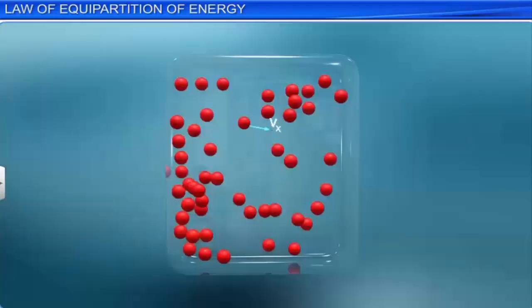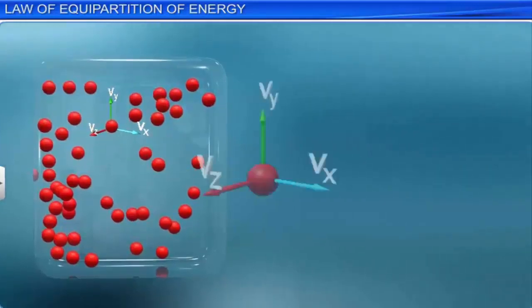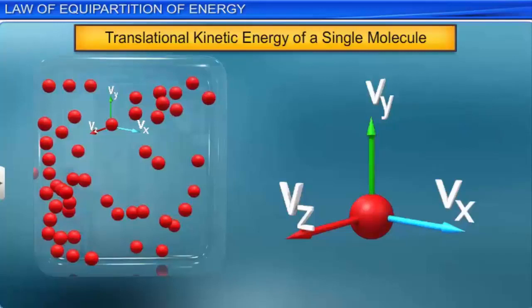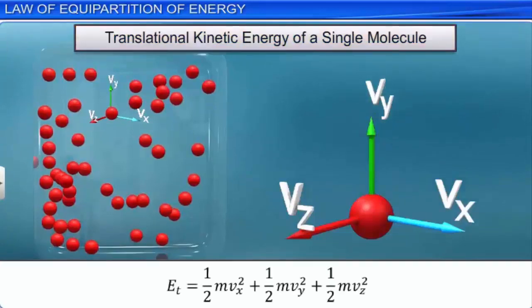Let Vx, Vy and Vz be the velocities of a gas molecule on the x-axis, y-axis and z-axis respectively. Then the translational kinetic energy of a single molecule is Et is equal to half m vx square plus half m vy square plus half m vz square.